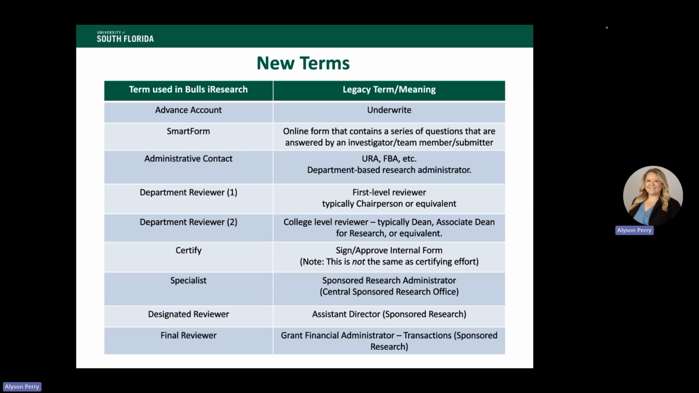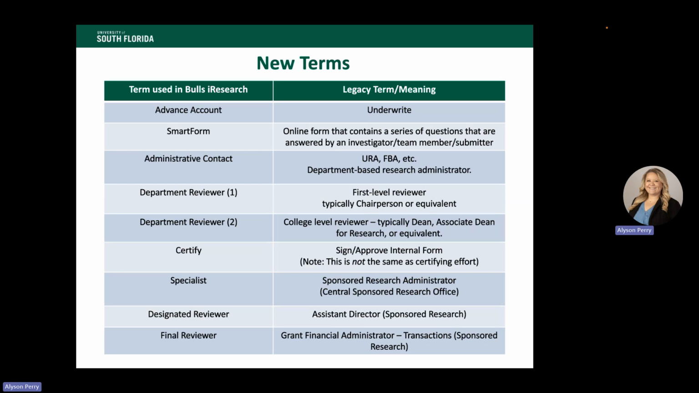There is some new terminology that you will see and hear related to Bullseye Research. The first major change coming to the university is that we are no longer using the research portal for our internal form. The internal forms will now be created and generated within Bullseye Research and routed for department and SRA review directly in this system. An advance account is an underwrite. Again, we currently use an underwrite at USF. It's just now known as an advance account.